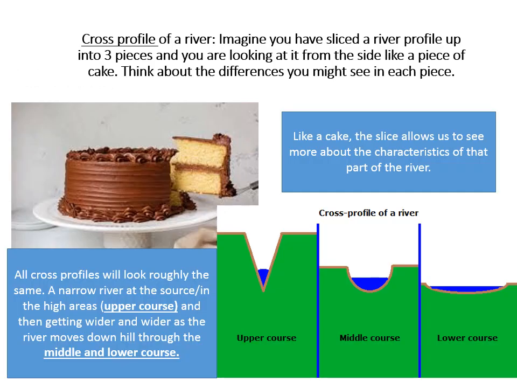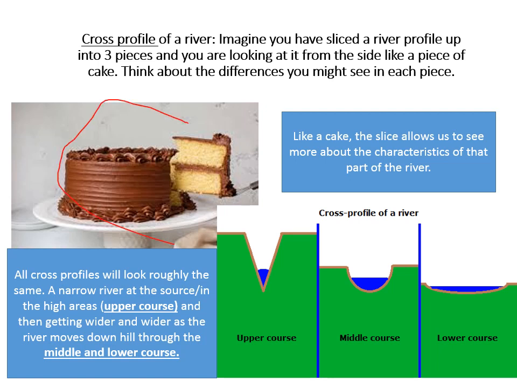Okay, so moving on, we have got a cross profile of a river. Imagine you have sliced a river profile into 3 pieces. We talked about our upper course, our middle course, and our lower course on that diagram. Imagine you've sliced that diagram into 3 pieces like you would a cake, and you're looking at it side on instead. You're looking at it as if you've sliced the earth in half, or into 3 pieces. Think about the differences that you might see in each piece as you're looking at it side on.